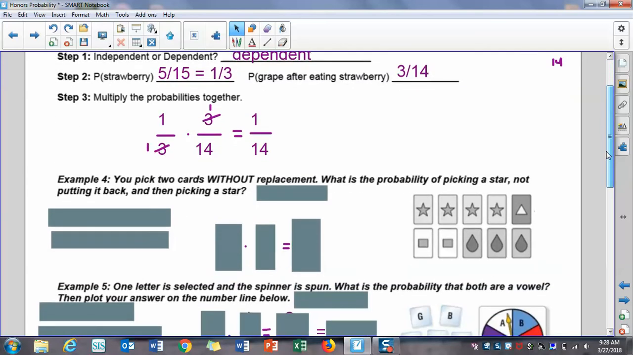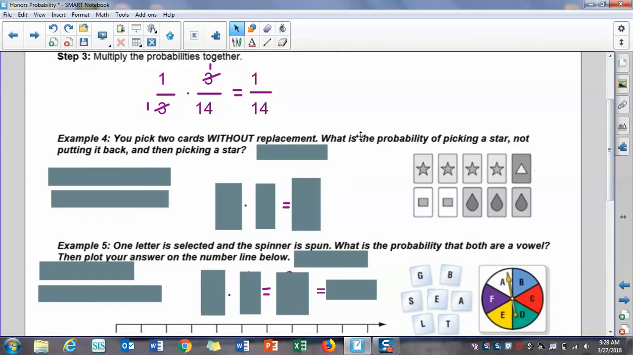Now, looking at example 4. You pick 2 cards without replacement. What is the probability of picking a star, not putting it back, and picking a star? So here we're going to pick a star and then another star, and the key word here is without. So that keyword without is telling us that this is going to be a dependent event. So the first probability we're looking at is we have a total of 10 cards, and then there are 4 stars to pick from at the beginning. So the probability of picking the first star is going to be 4 out of 10, which simplifies to 2/5.